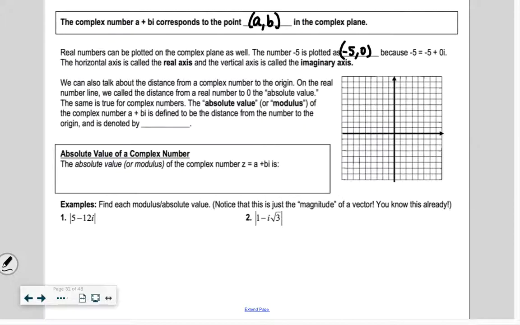If I have a point (x, y), it's the square root of x squared plus y squared. We denote this by the absolute value of z, or sometimes, going back to the magnitude notation, we might have 2 lines. That's why we go back and forth: some people use 2 lines, some people use 1. So the absolute value or modulus of the complex number a plus bi, the absolute value of z, is equal to the square root of x squared plus y squared.